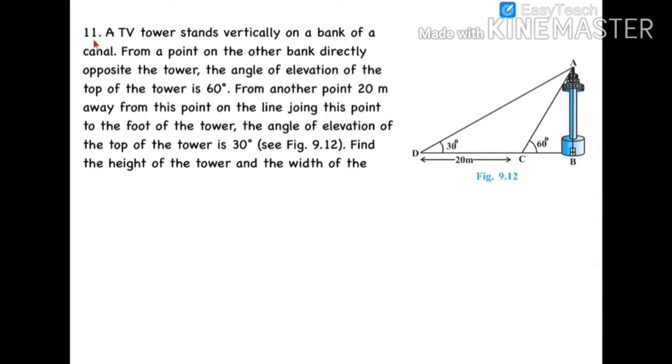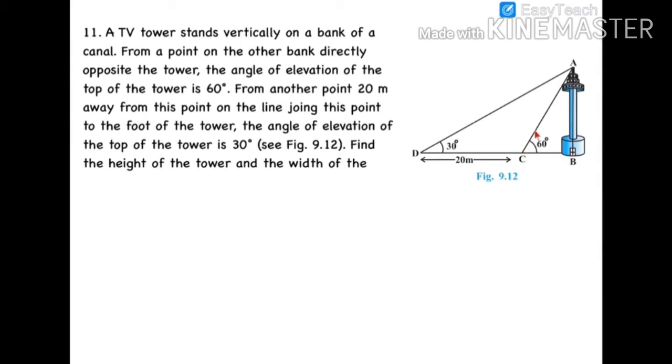Question number 11. A TV tower stands vertically on a bank of a canal. So in the figure, AB represents a TV tower. From a point on the other bank directly opposite the tower, the angle of elevation of the top of the tower is 60 degrees. So this point is point C in the figure, which is on the other bank of the canal. This means that in the figure, CB represents the width of the canal.